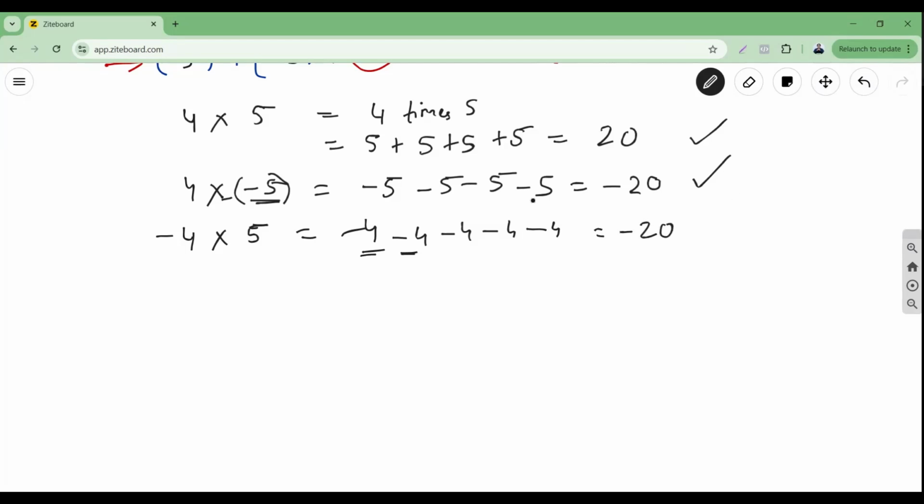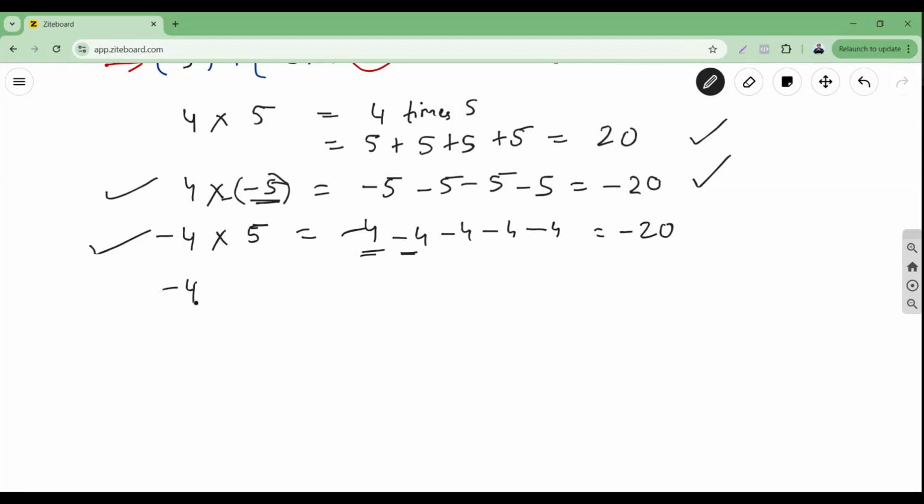So from this, what did we find? Both these answers are same. 4 times -5 is also -20. -4 times 5 is also -20. From this, we can see that when we have integer multiplication, multiply the numerical values. And if only one of the integers is having a negative sign, the answer will also be a negative sign.